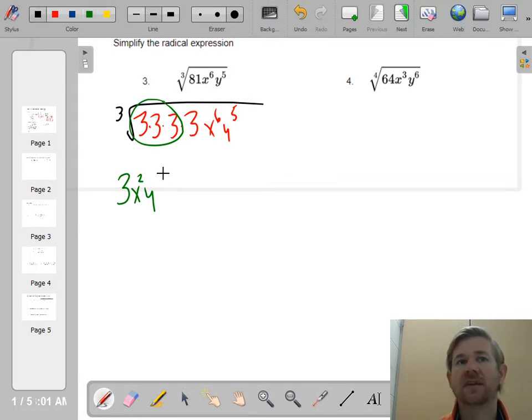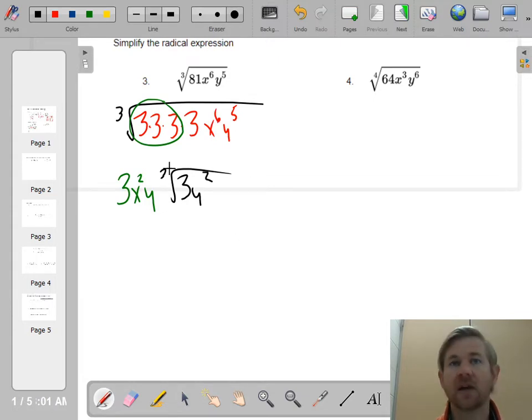So let's figure out what's on the inside still. We have a 3. We brought all the x's out, but there were still 2 y's because they're the leftovers. So 3x squared y times the cube root of 3y squared.